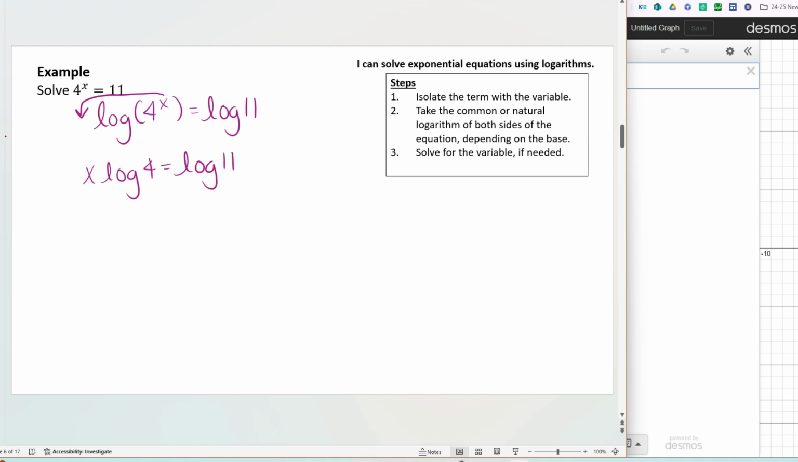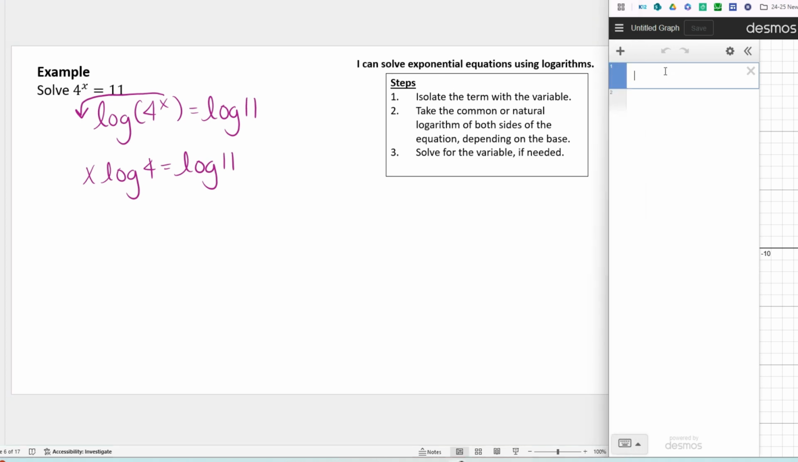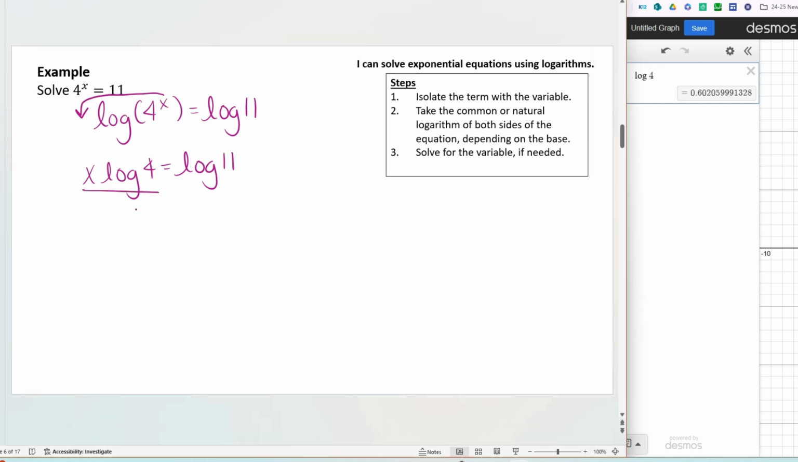Now I need to solve for x. If you think about it, the log of 4 is really just a number, right? If I go to my calculator and type log 4, it gives me a value. So if I have x being multiplied by a number, remember the way to isolate x is to divide both sides by whatever that number is. In this case, that's the log of 4, so I'm going to divide both sides by the log of 4. This leads to the log 4 canceling on the left, so I have x equals the log of 11 divided by the log of 4.